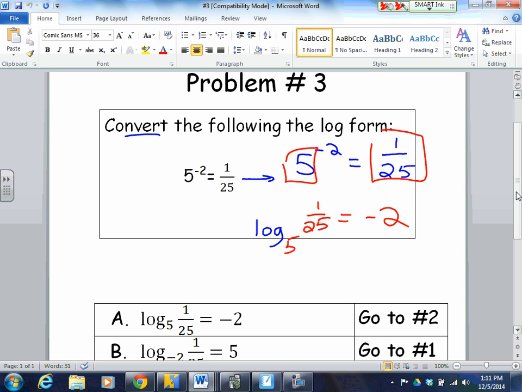Okay, so just be careful too when you're reading this out. It's log base 5 of 1/25th. It's not log 5 to the 1/25th power. The base is like a subscript down there. We're taking the log of 1/25th, okay, with a base of 5.